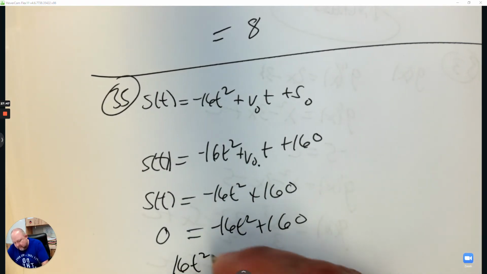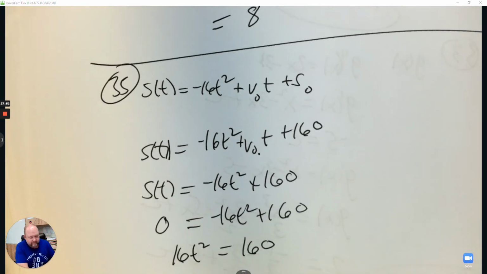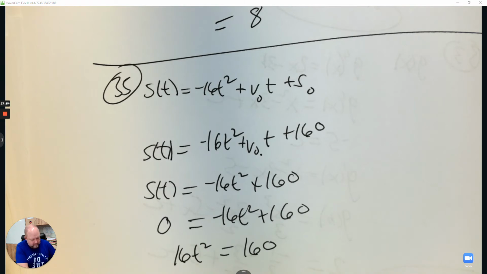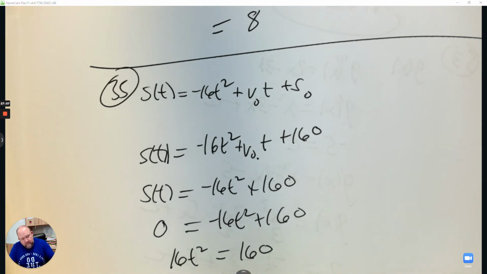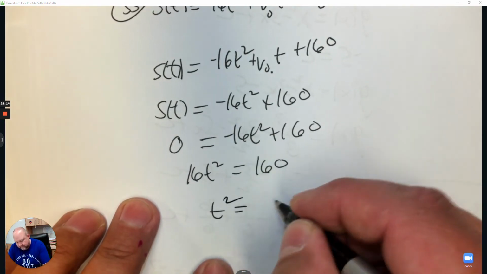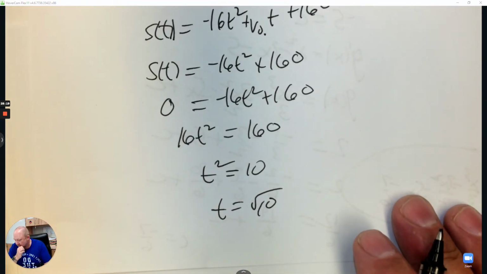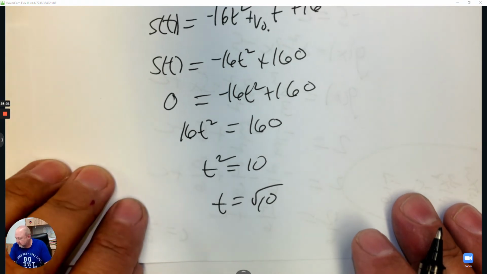So I'm going to add 16t squared, make it equal to 160, and then I'm going to divide by 16 and then square root. So the answer is, the square root of 10 seconds, it will hit the ground. All right, 36.